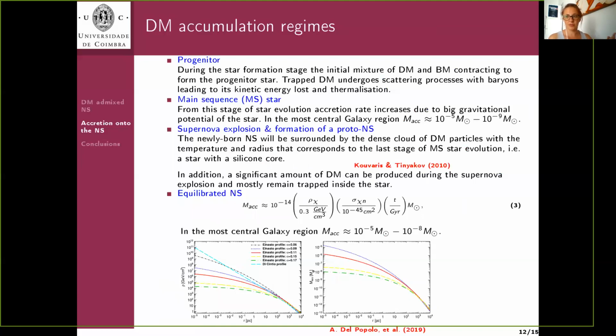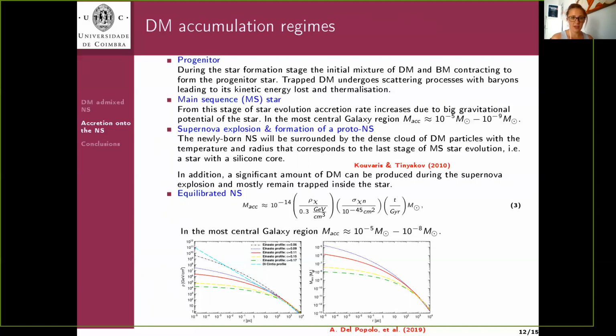We know some stages of star evolution from the progenitor to the neutron star. So we know that during the star formation stage, the baryon matter and dark matter can be mixed inside, and after contracting and making a progenitor star, dark matter will be trapped inside this cloud, and it will undergo a scattering process with baryons, will start to lose kinetic energy and will be thermalized later on. When the star enters the main sequence, due to the big gravitational potential, there will be a big accretion rate, and we can estimate that for the most central parts of our galaxy, the amount of accreted dark matter can be between 10 to the minus 5 and 10 to the minus 9 solar masses.